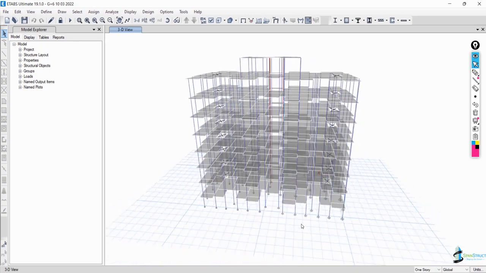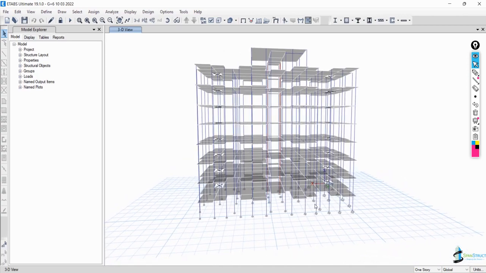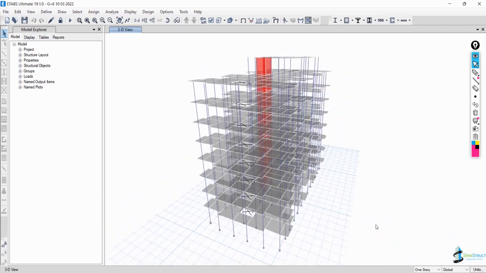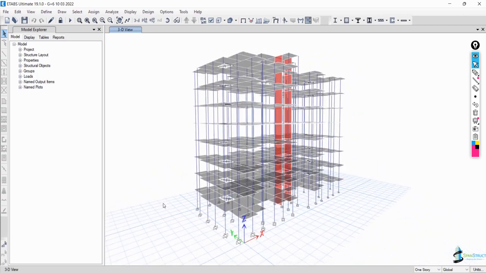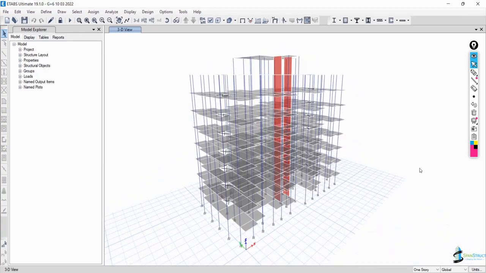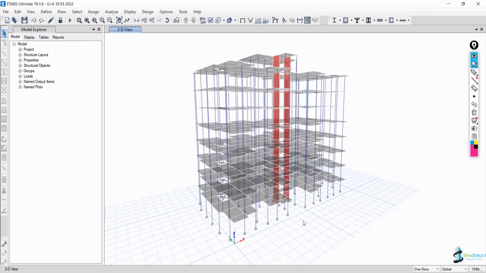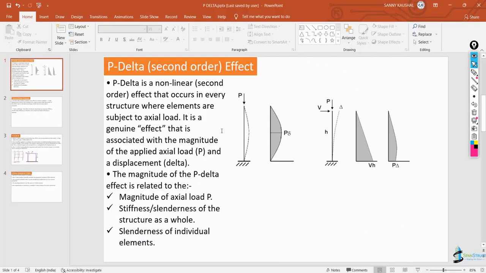In the second part, we will see which type of structure requires P delta analysis, and whether the structure we are working on requires P delta or not. And in the third part, we will see how we can apply P delta in our project. Now let us start P delta with the theory part. For explaining the theory part, I am opening the PPT here. I will send this PPT in the download section so you can download it and study it.